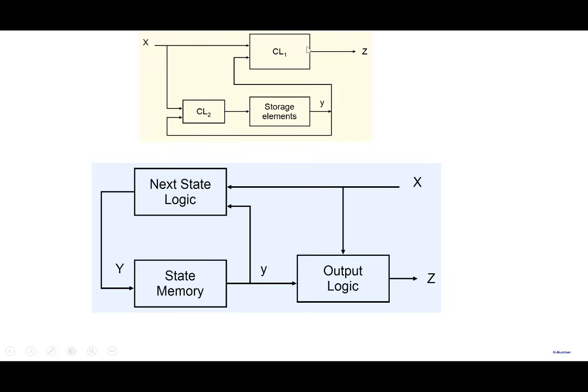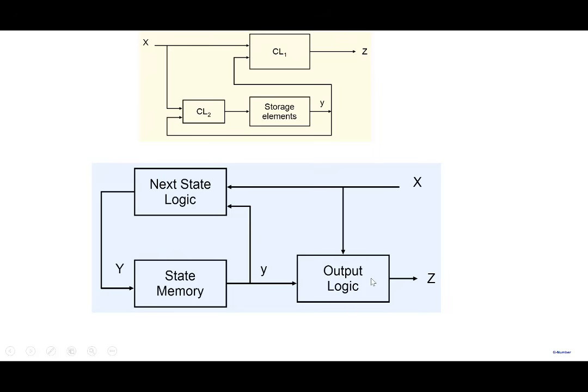Note that z is a function of x and the present state of the storage elements, so the present state of the system. So z is a function of x and y. And CL1 is what we are calling the output logic, because it generates the output here, right?